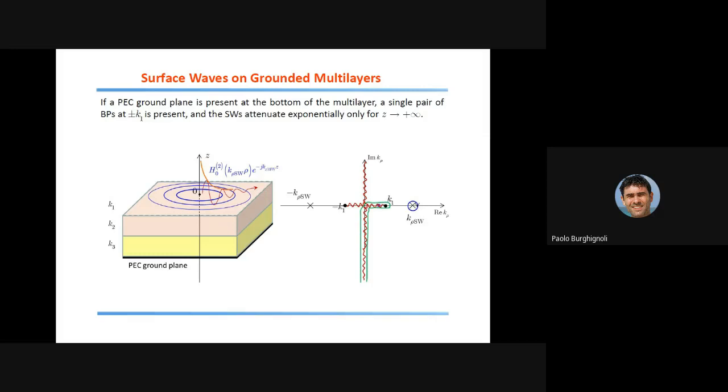This is the description of what happens in an open waveguide if you stick to the spectral representation, that is, the deformation of the integration path from the original real axis to what you see in this picture. Okay, so green path plus blue path.